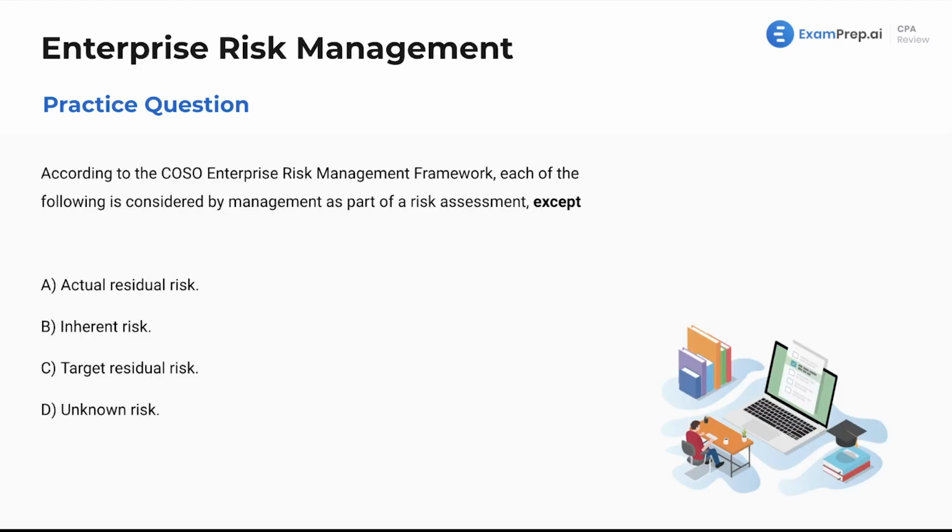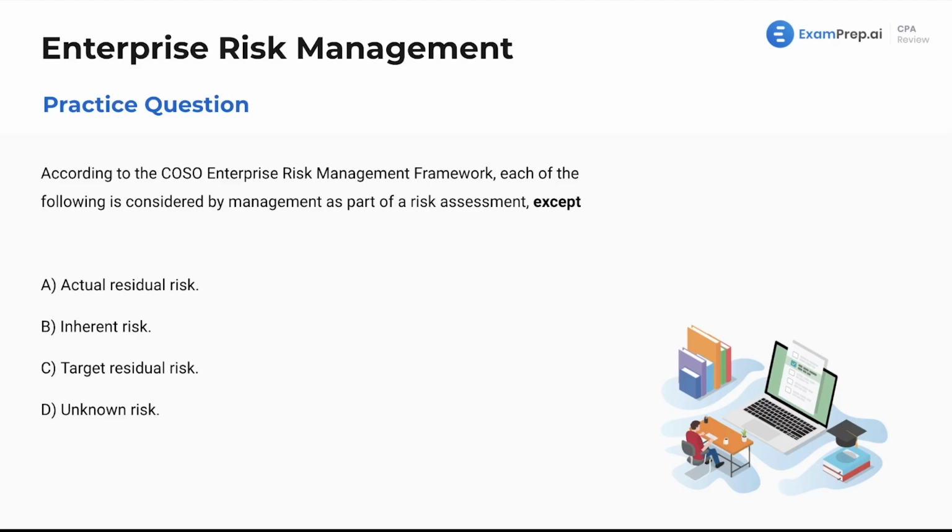According to the COSO Enterprise Risk Management Framework, each of the following is considered by management as part of a risk assessment, except which? Okay, well, one of these is just not a term. That's just one of my straight up answers. One of these is not really a term we're going to deal with at all.